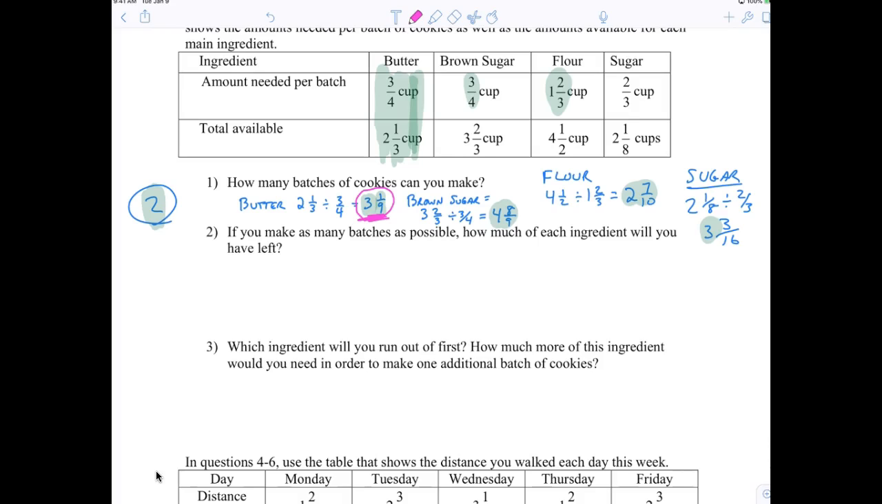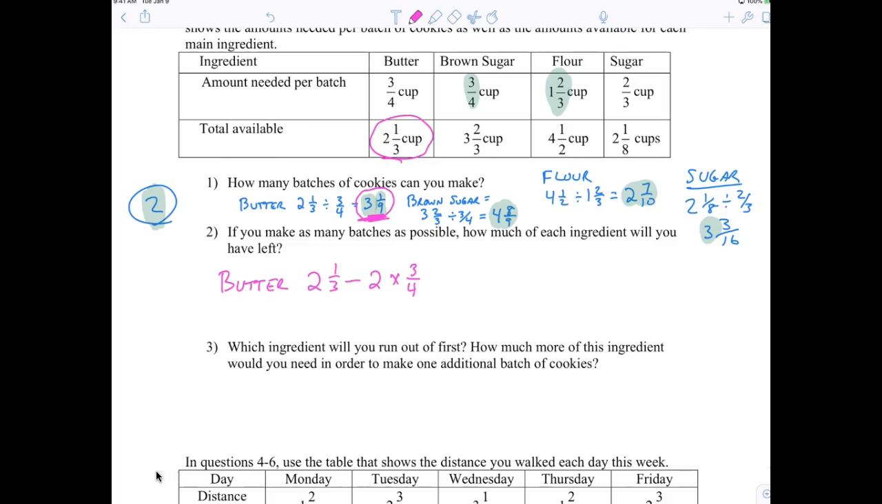This is what I want you to write down. The reason why some of you made a mistake is, listen, this right here is how much you have available. So for butter, you have 2 1/3 cups, right? How many batches are you making? 2, right? You're making 2 batches. So you're going to subtract out 2 times 3/4.